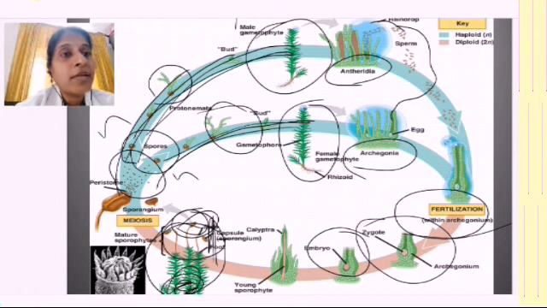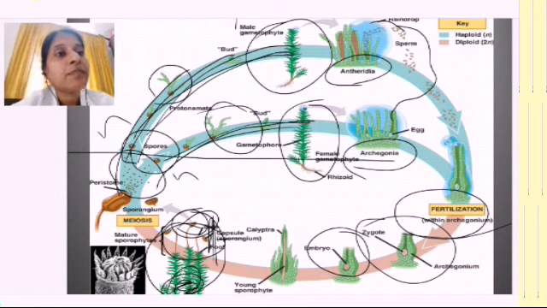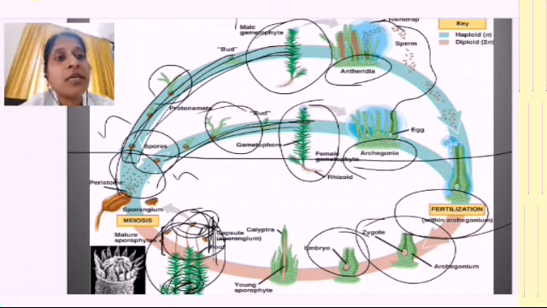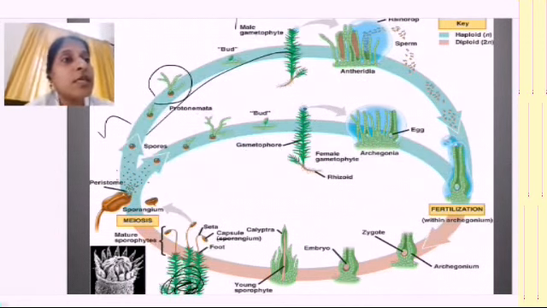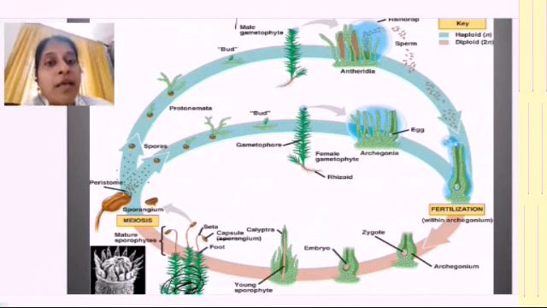Now, you can divide it into two stages. What are the two stages? One is the haploid stage and the other is the diploid stage, isn't it? So from here you can find this is haploid. So I will draw once again. So these are all here.